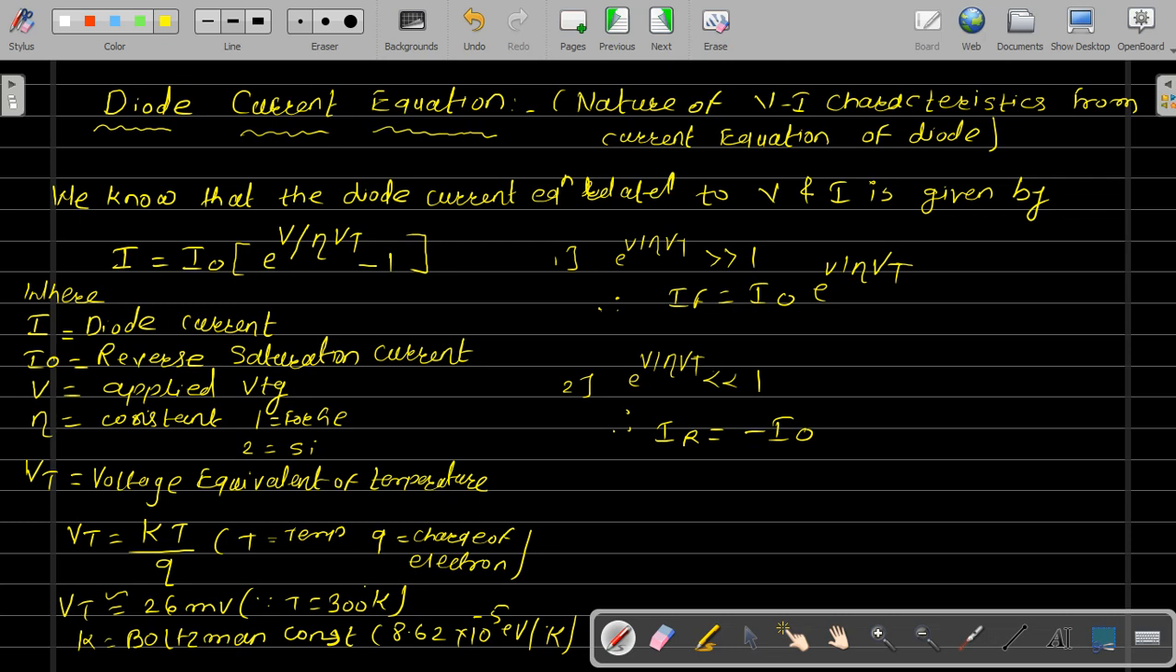This Vt is nothing but kT by Q, where K is the Boltzmann constant. The value of the Boltzmann constant is 8.62 into 10 power minus 5 eV per degree Kelvin, where T is the temperature and Q is the charge of the electron. Generally, at room temperature, we say 27 degrees Celsius, or 300 degrees Kelvin. If you put the values of the charge of the electron, 1.602 into 10 power minus 19, the Boltzmann value, and temperature 300, we get Vt approximately equal to 26 millivolts.